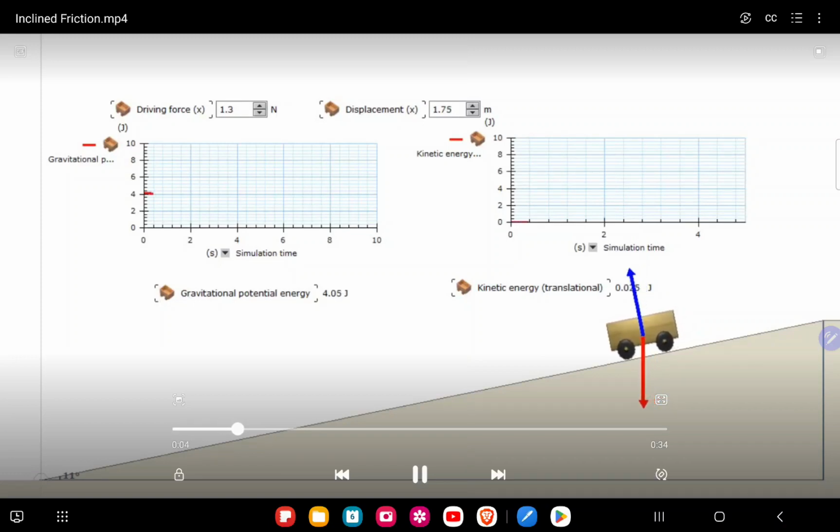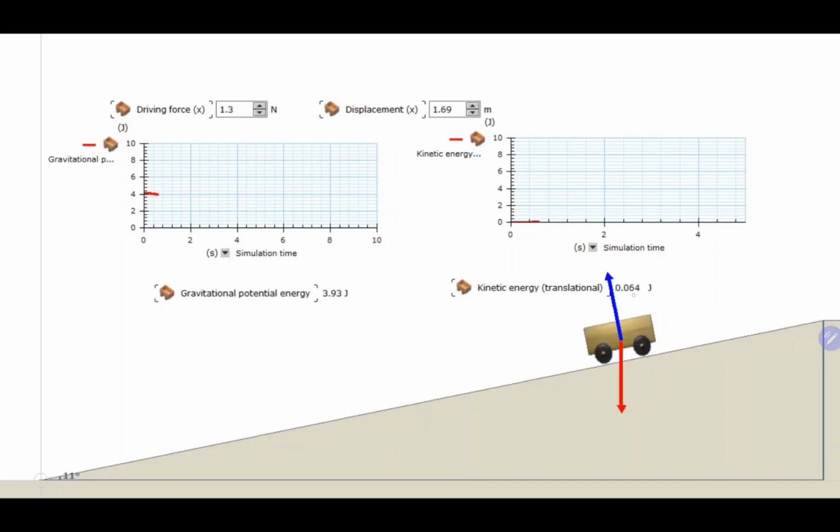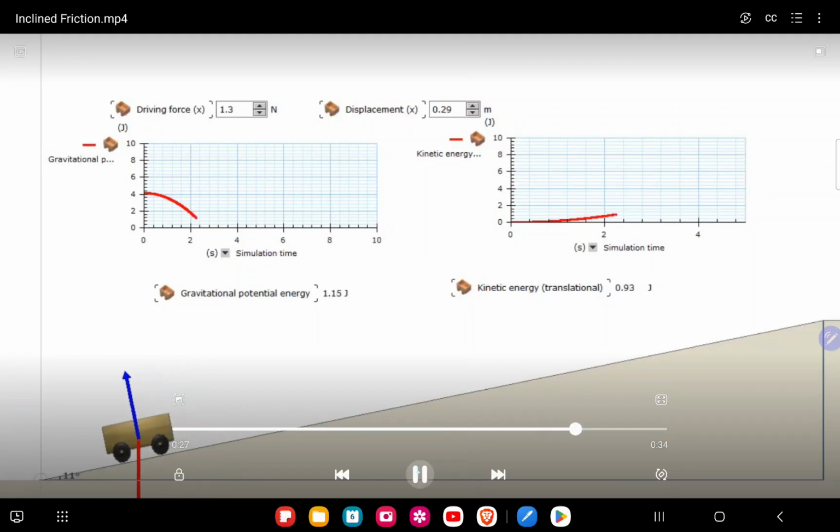The kinetic energy starts increasing, as we can see here, and the gravitational potential energy starts decreasing, but the rate of increase of the kinetic energy is not the same as the rate of decrease of the gravitational potential energy. So right at the bottom of the ramp, the gravitational potential energy should be 0 by the way at the end, but the kinetic energy is equal to 1 joule. It's not 4 because part of the energy is lost because of the frictional force.